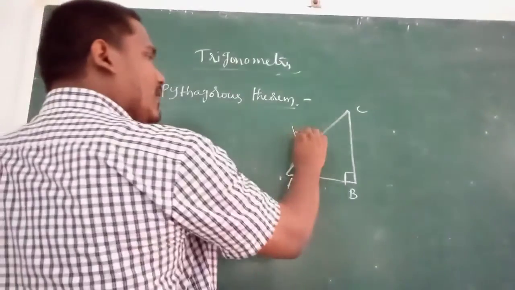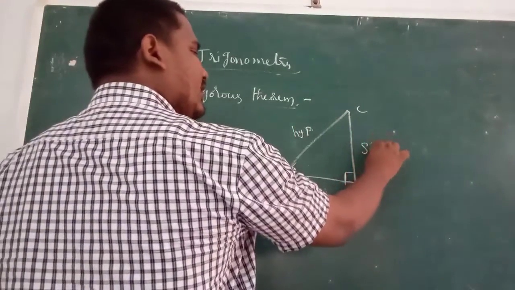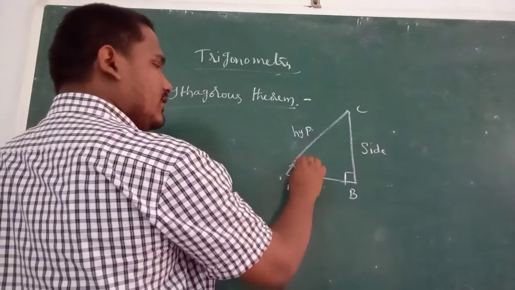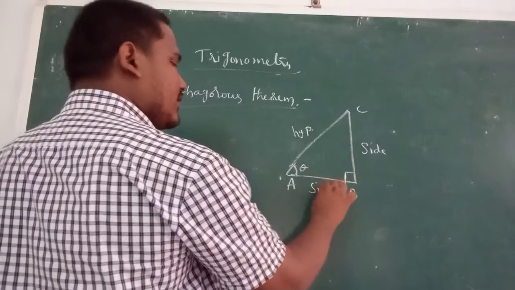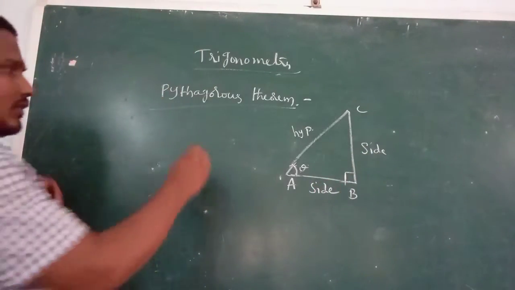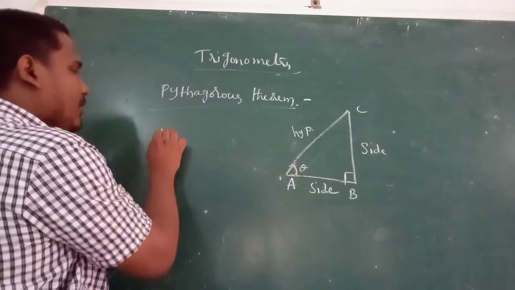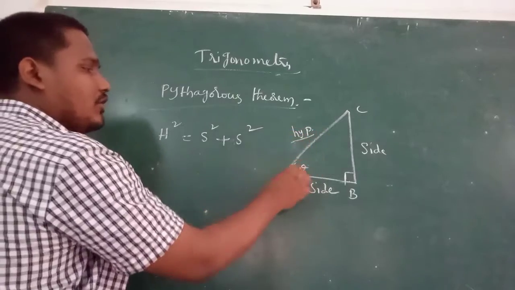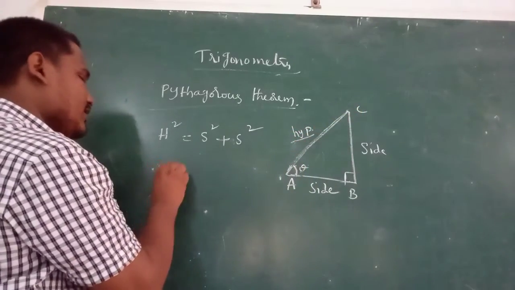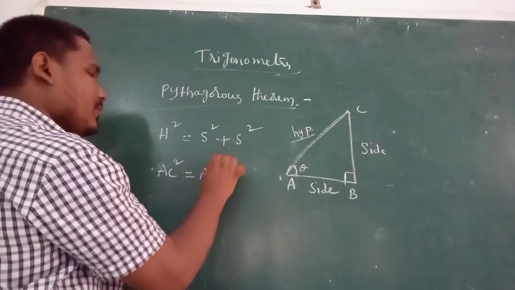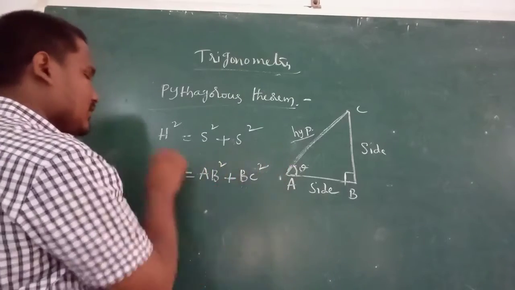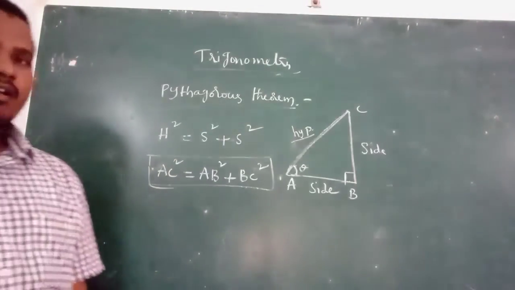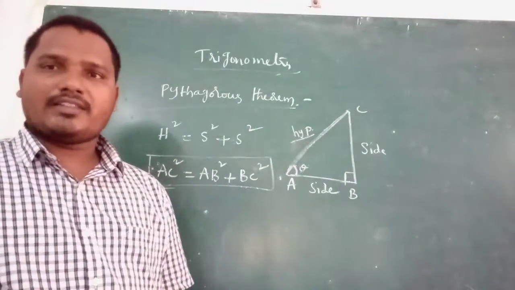Here this is the hypotenuse, this is one side, and this is another side. So the formula is: hypotenuse square is equal to side square plus side square. This is the hypotenuse, so AC square is equal to AB square plus BC square. This is the formula of the Pythagoras theorem.